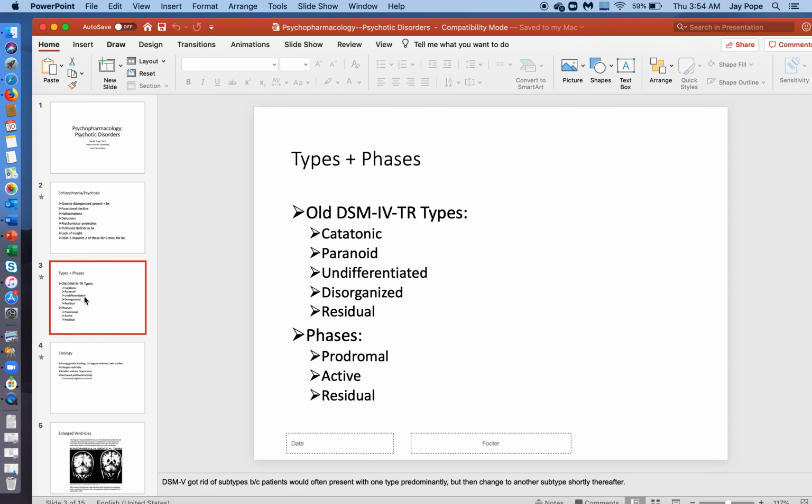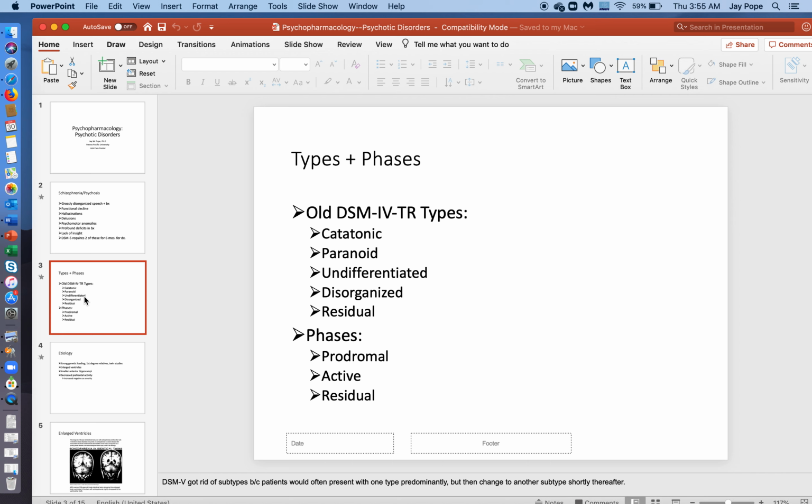Moving on to slide number 3. In the old DSM editions, you used to see these different types listed, and you can still hear these types mentioned by psychiatrists and psychologists sometimes. A lot of patients might also refer to themselves as being one of these types: catatonic, paranoid, undifferentiated, disorganized, or residual.